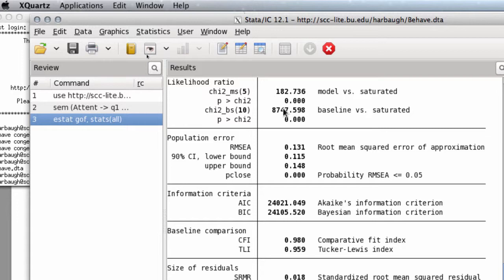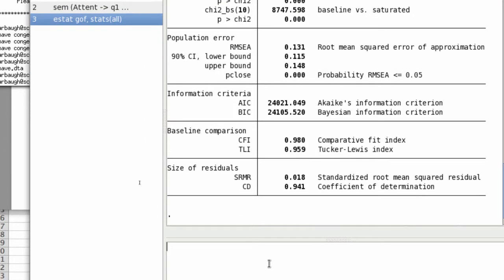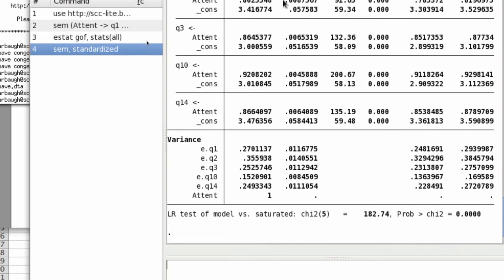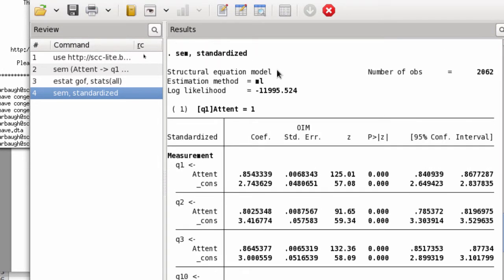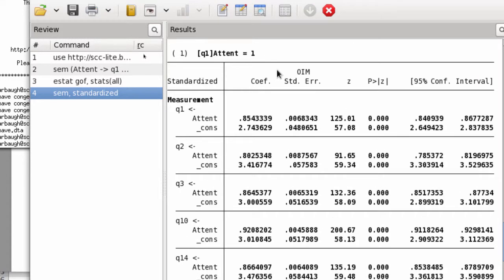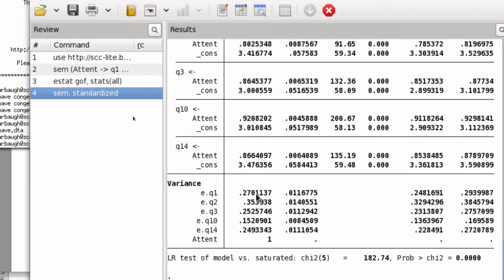So now again, what we're going to do next is let's look at the standardized values. So I'm going to type SEM, comma, standardized. It's going to take my output. So all this does is take the last set of output I ran and standardizes my values for me. So I want the influence, the measurement model has a coefficient of 0.85, 0.80, 0.86, 0.92, 0.86 and change.